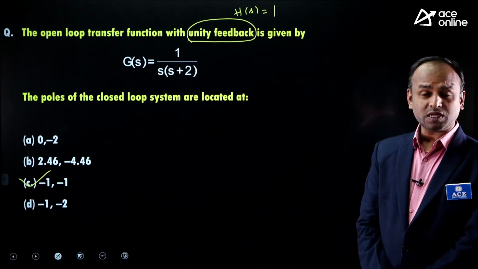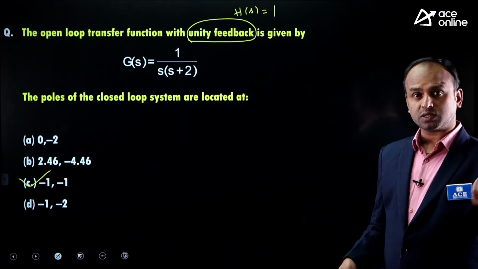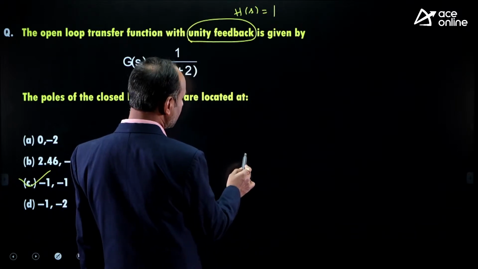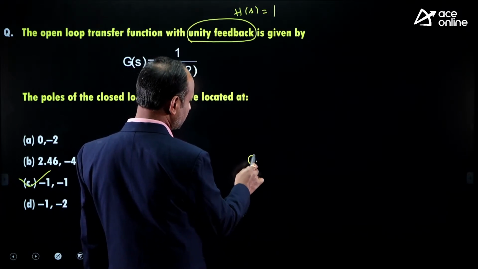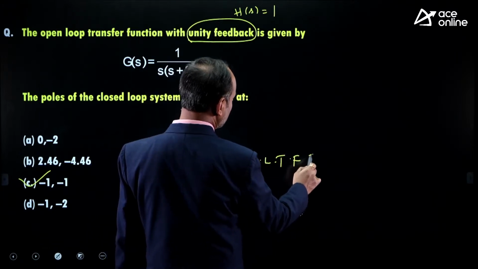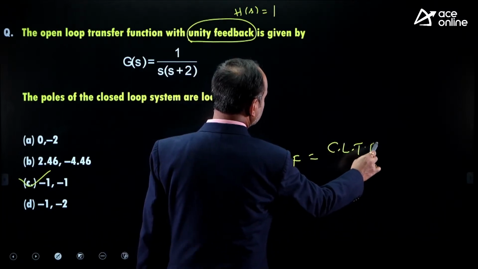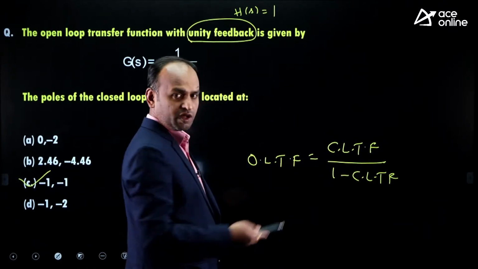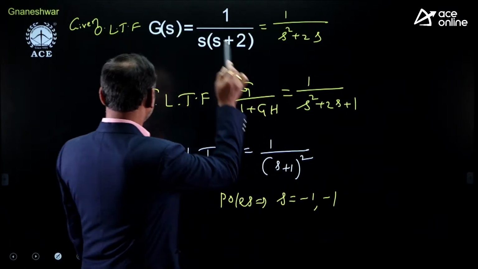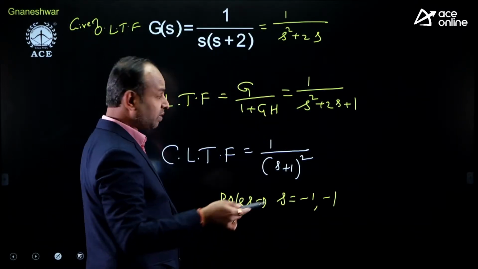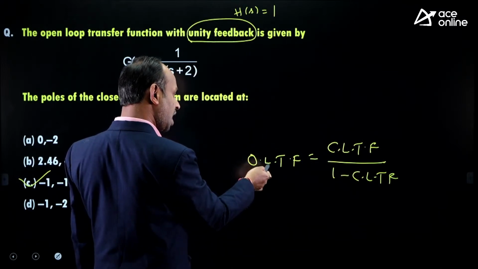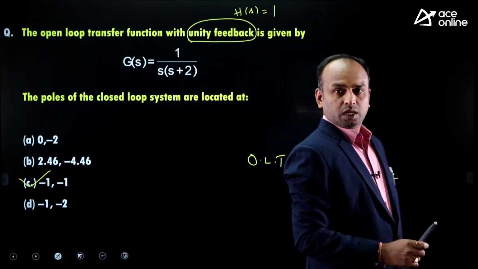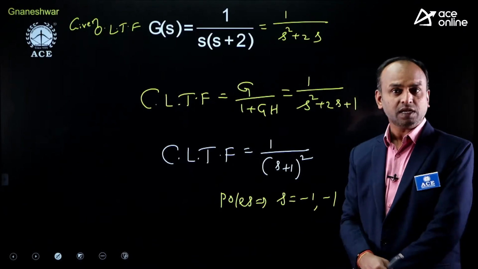Sometimes the examiner gives the closed loop transfer function and asks for the open loop transfer function. What is the formula for open loop transfer function from the closed loop transfer function? It is the closed loop transfer function upon 1 minus the closed loop transfer function. It is one more different model. Here the open loop is given and the closed loop is asked, but sometimes it is reversed. Given the closed loop, the examiner asks for the open loop, so use this formula. This is TSPSC level.